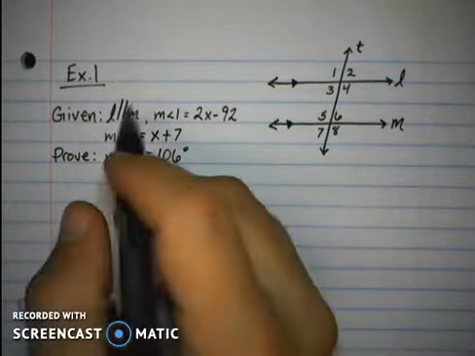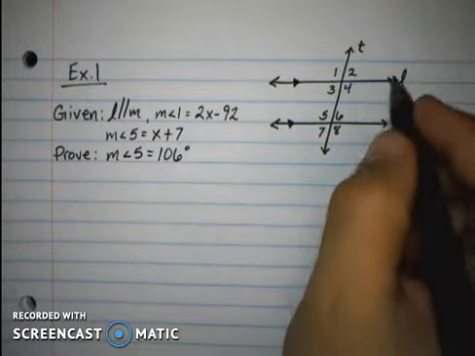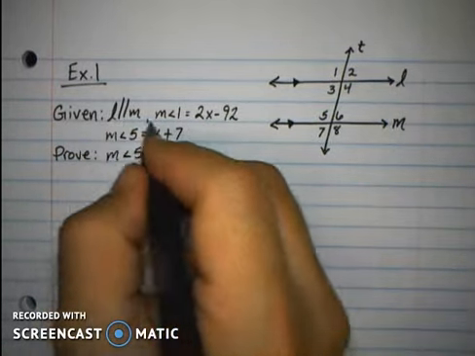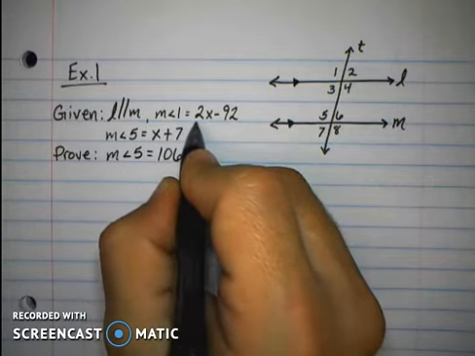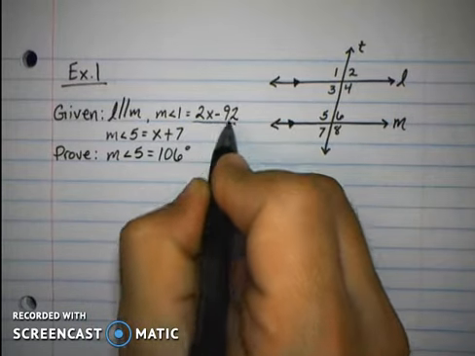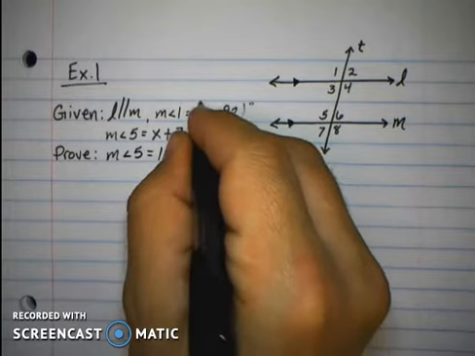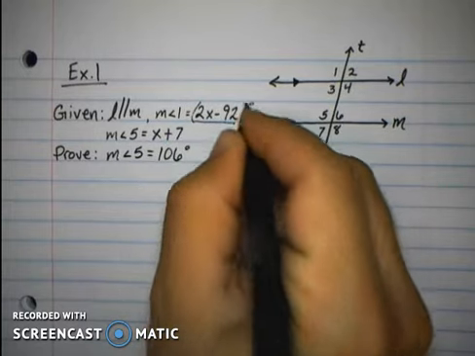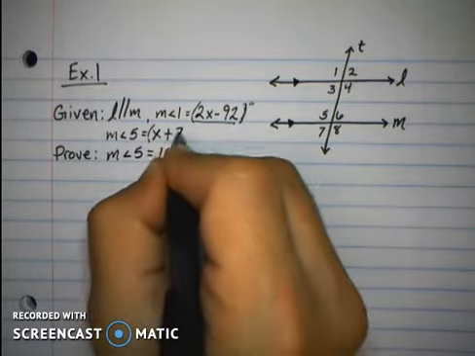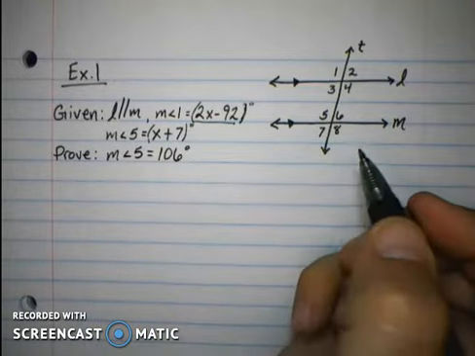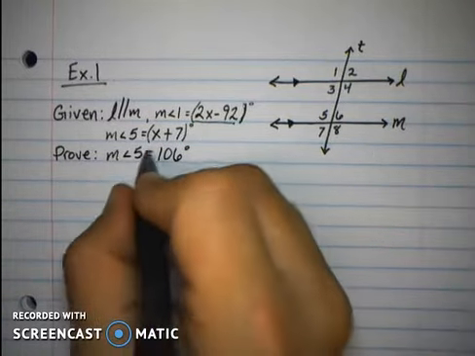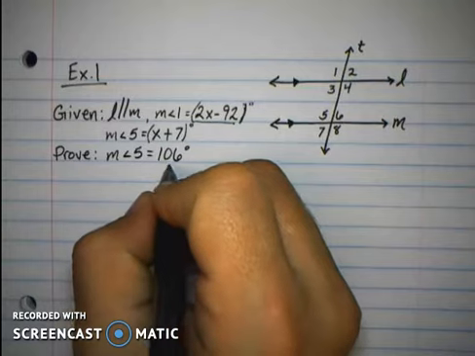Okay, so example 1, here's your given. We're told that L and M are parallel. That's what that symbol means. We're told the measure of angle 1 is this expression. It should be in degrees. And the measure of angle 5 is this expression in degrees. Okay? We want to prove that the measure of angle 5 then is actually equal to 106.